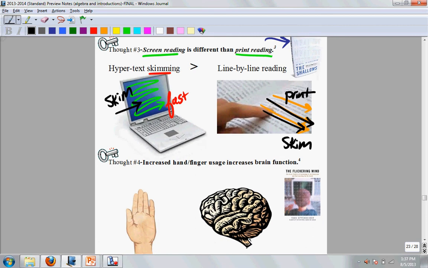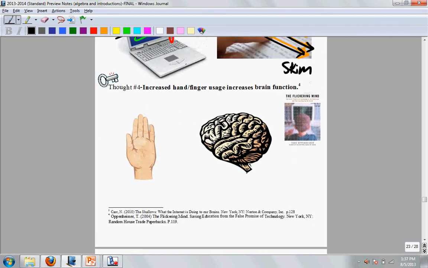Thought number four, increased hand and finger usage increases brain function. So there's going to be some things I'm going to be asking you to do, things that maybe you're not used to doing on a consistent basis. Good mathematicians do these things automatically. Good studiers, if you will, do these things automatically. But many students do not, because of the way they grew up with technology.